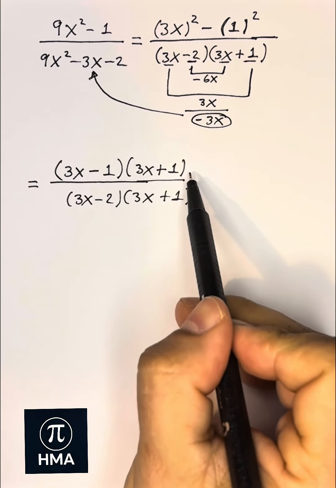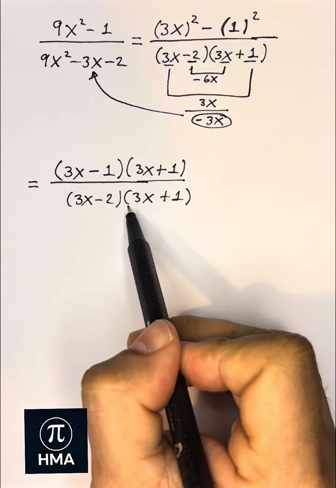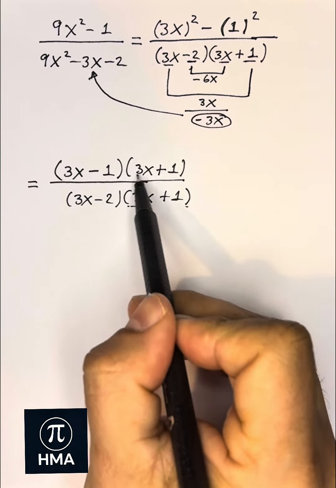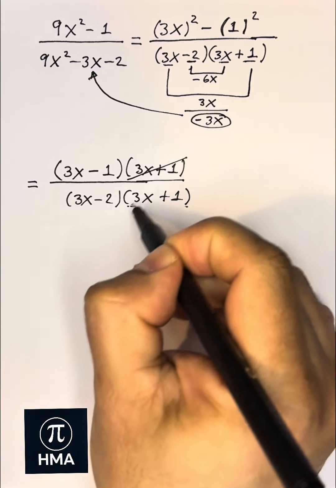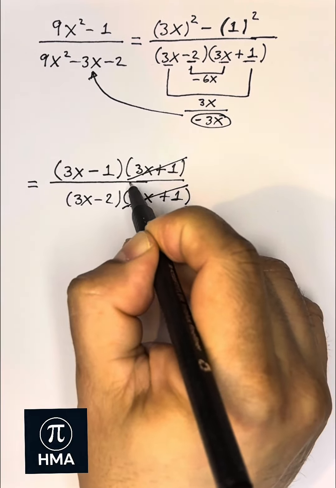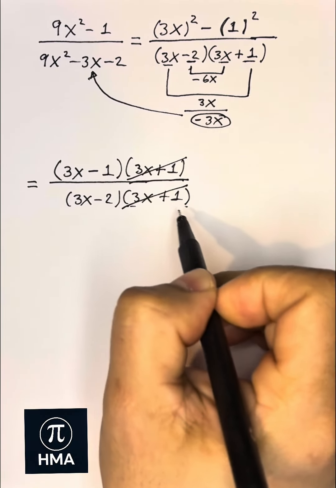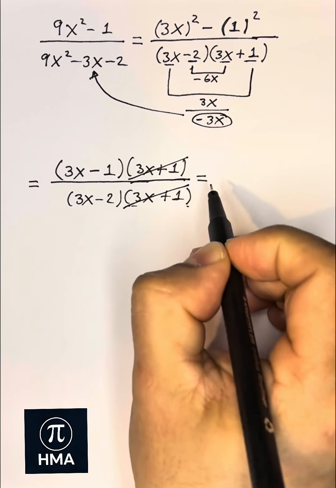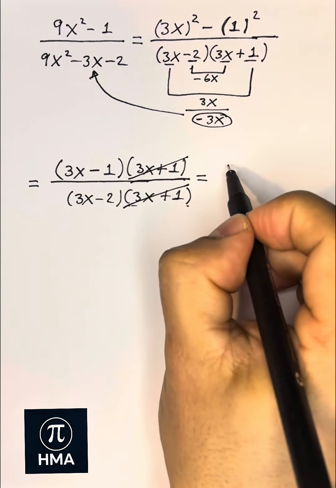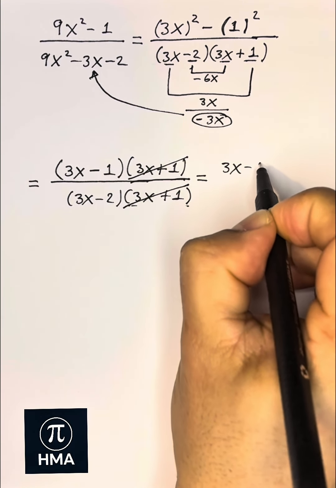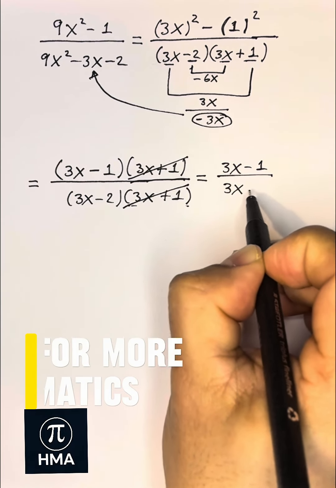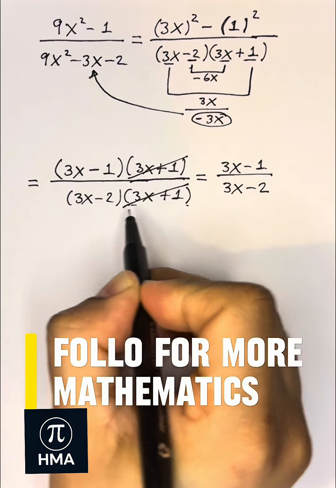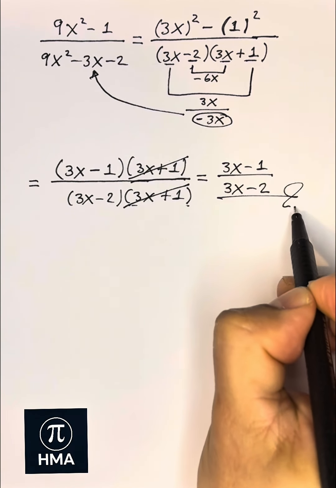You observe that we have exactly the same factor in the denominator as in the numerator, 3x plus 1, 3x plus 1. These two will go away. The result of this division is 1, so we can simply eliminate them. And now we have as a result 3x minus 1 divided by 3x minus 2, as is written here. So this is the result.